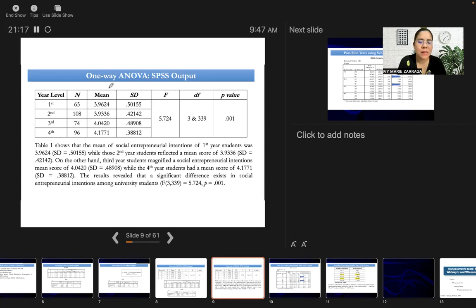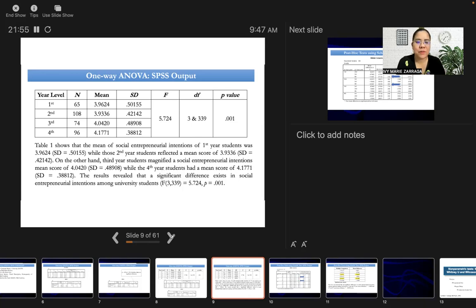Kung ano yung mga nasa table natin, i-state mo rin siya doon sa paragraph or doon sa pagpe-present mo ng results. And then yung last sentence natin would be the conclusion. So the results reveal that a significant difference exists in social entrepreneurial intentions among university students. So may pagkakaiba doon sa year level. Pero sabi ko nga, yung ANOVA, sasabihin lang niya, may pagkakaiba. Pero hindi niya masasagot yung tanong na saan nagkaiba.